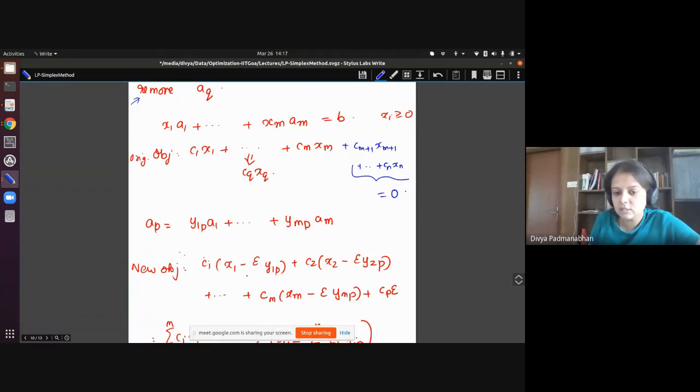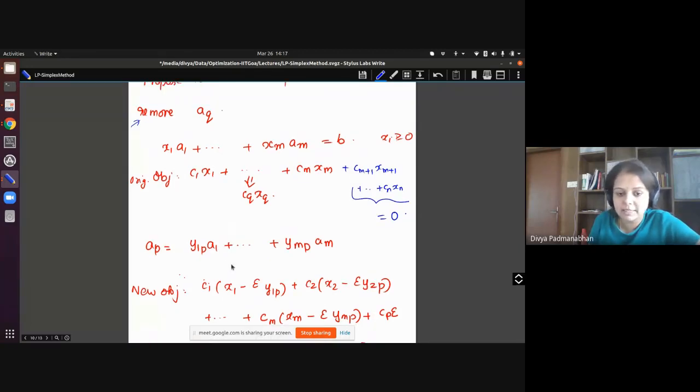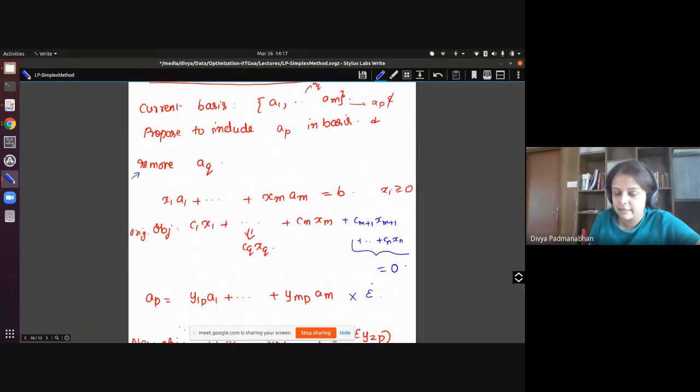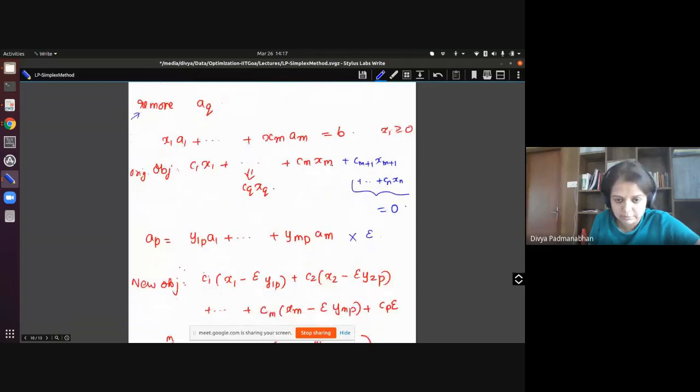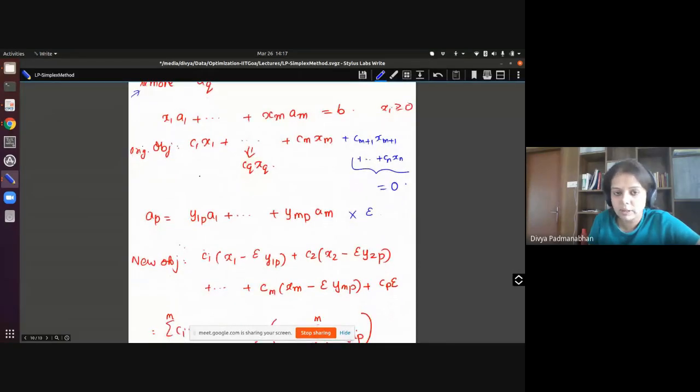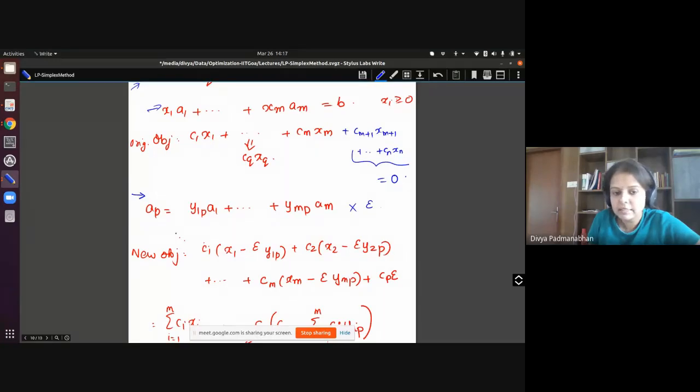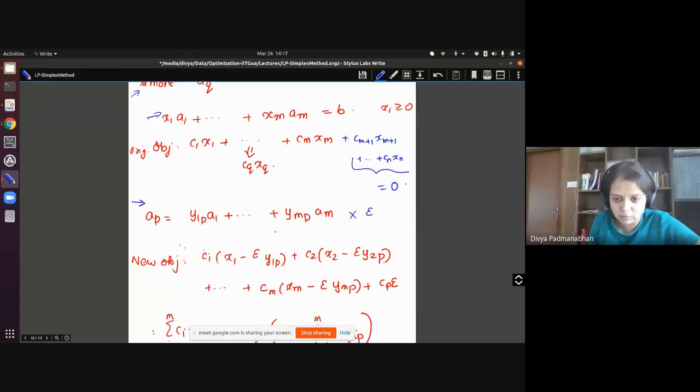So in the process, you're going to multiply this with epsilon and add it to this part. From this equation and this equation, the solution is x minus epsilon times the sum of the y's. So the corresponding thing for x1, the first basic variable, is going to be x1 minus epsilon times y1p.